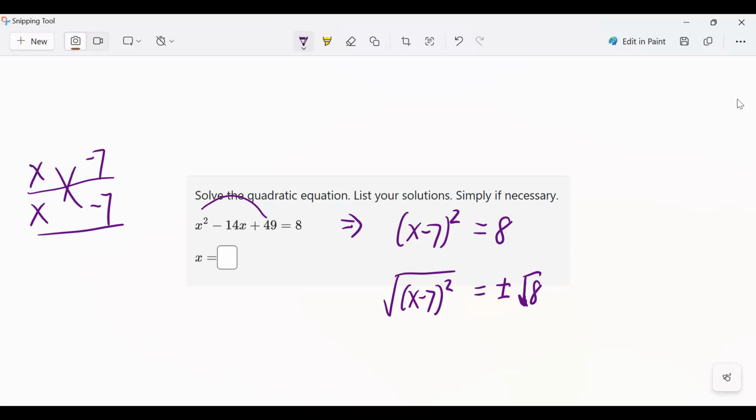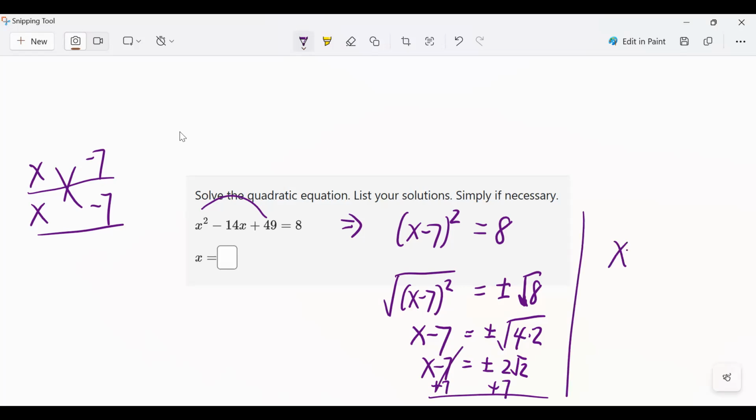Now the square root and the square offset each other. Okay, x minus 7 equals plus or minus the square root of 8, and we can simplify this to the square root of 4 times 2. And then this is x minus 7 equal to plus or minus 2 radical 2. Now from there, just add 7 to both sides of the equation. Then we end up with the result, x equal to 7 plus or minus 2 radical 2.